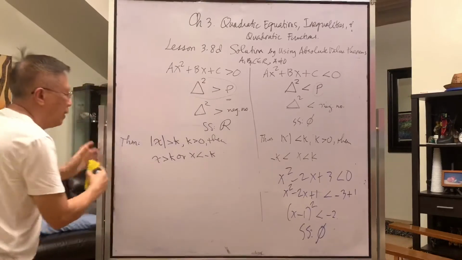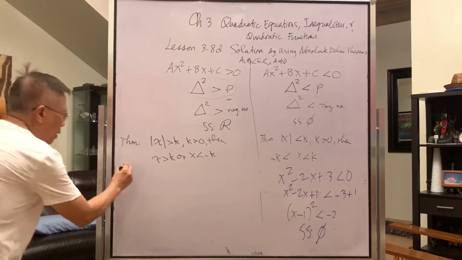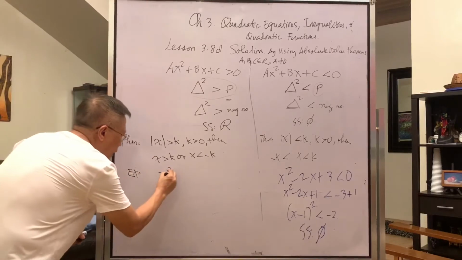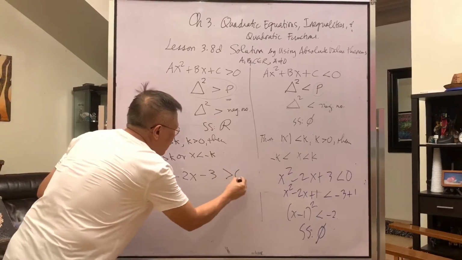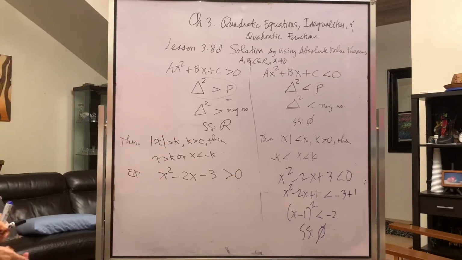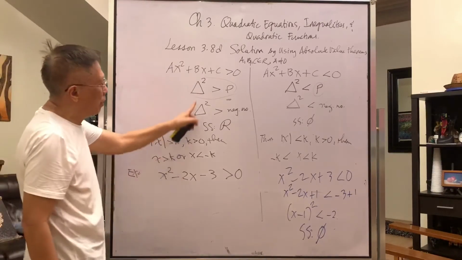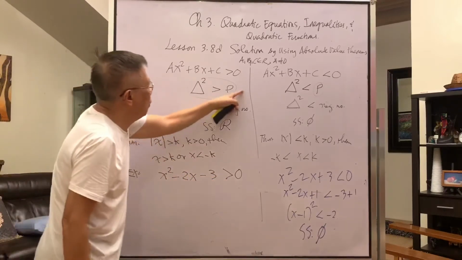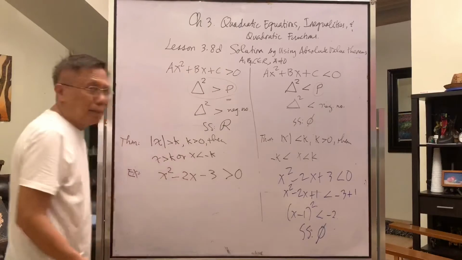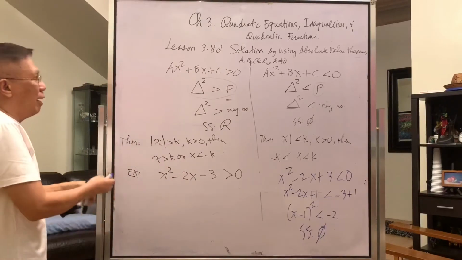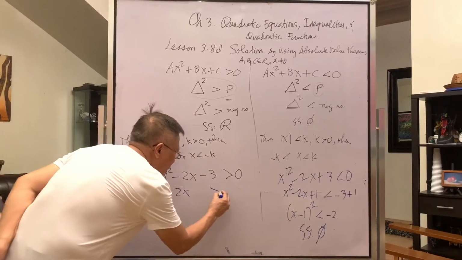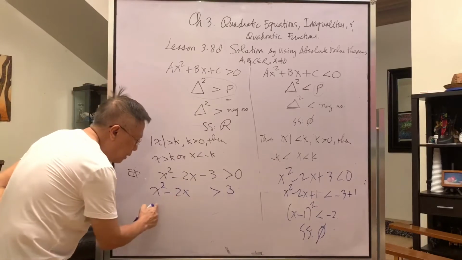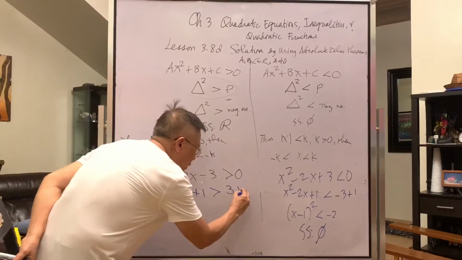Okay, so let's see. Suppose I have here x squared minus 2x minus 3 greater than 0. Now, our objective here is to be able to write this statement in this form: triangle squared is greater than some number. So, completing the square, I'm now going to have again x squared minus 2x, and then this is 3. What will complete this is still plus 1, and this one is a plus 1.